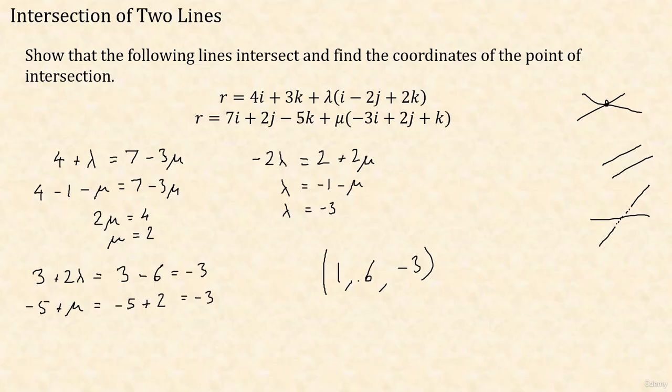And just as a recap on the strategy, it was find the lambda and mu values which make the i and j values the same, and then check it gives the same k value. Essentially what we're doing is we're finding the point where one line passes over the other, and then checking that they have the same height at that point. So it was passing over, but it wasn't passing over at a different height, it was passing over with the same height, and therefore intersecting.